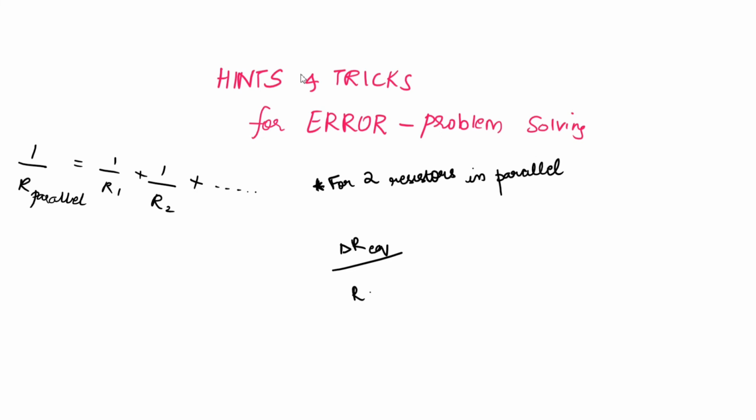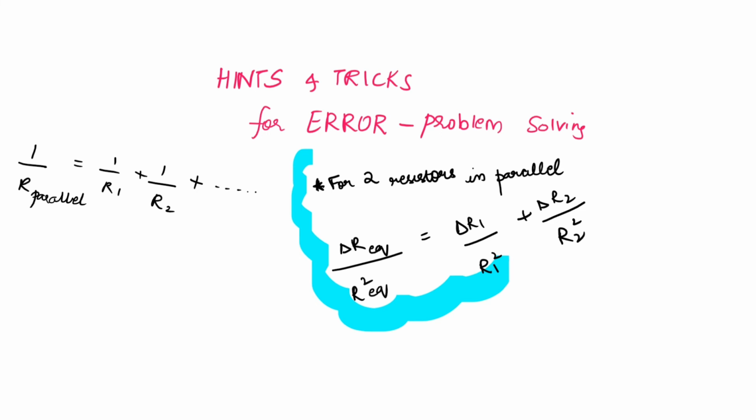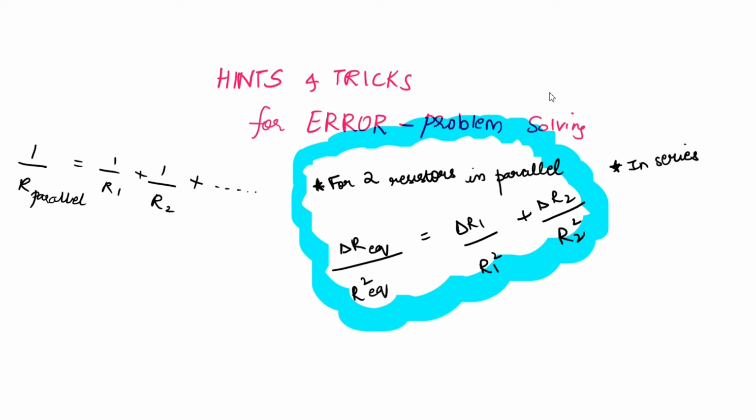You can use this formula: del R equivalent by R square equivalent is equal to del R1 by R1 square plus del R2 by R2 square. Simple, just remember this and your error related problems will become easy. In series, this is very easy. R equivalent is R1 plus R2 plus R3 and so on, the sum. So the error in the resistance when they are connected in series, del R equivalent, is equal to del R1 plus del R2 plus del R3, because errors are always added. We have seen this earlier. So for series it's simple, and the only thing you need to remember is the parallel formula.